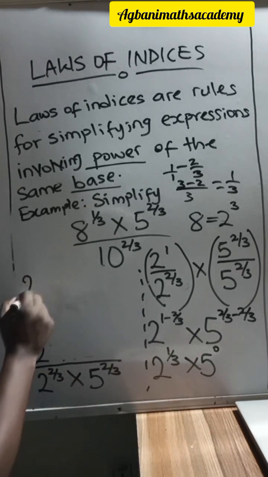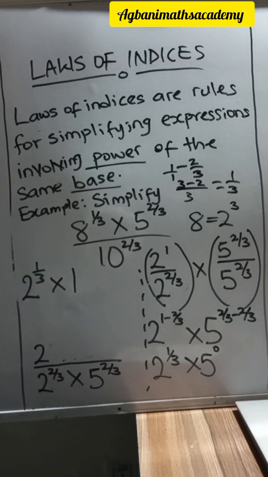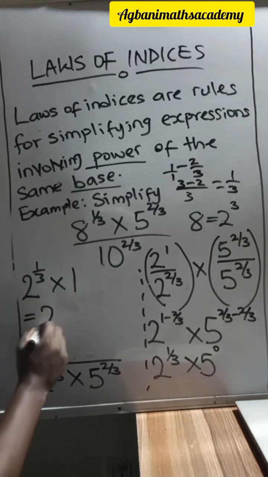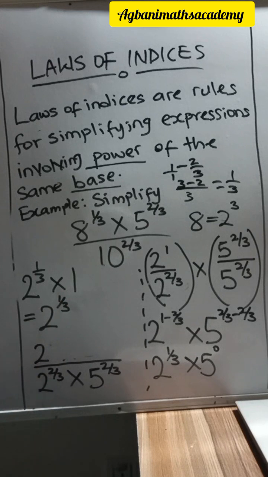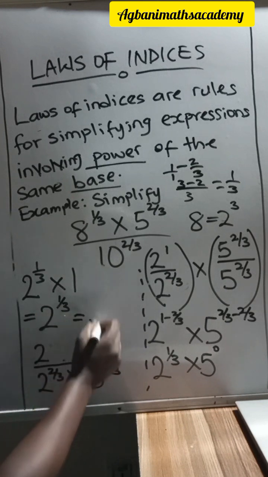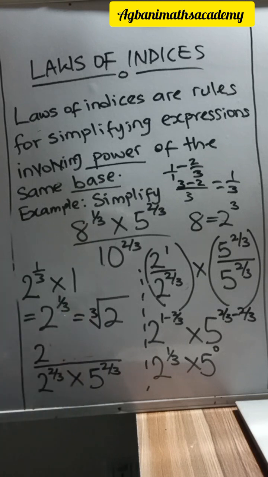So this gives us 2 to the power of 1 all over 3 multiplied by 1. Okay? So anything multiplied by 1 is that thing. This means we have 2 to the power of 1 all over 3. So we can leave it like this, or we can go further to apply the law of fractional power. The denominator is a root, so it's a cube, so cube root of 2. So this or this becomes our final answer.